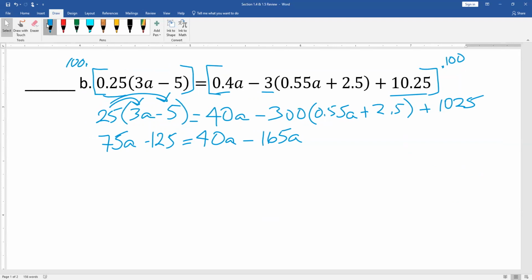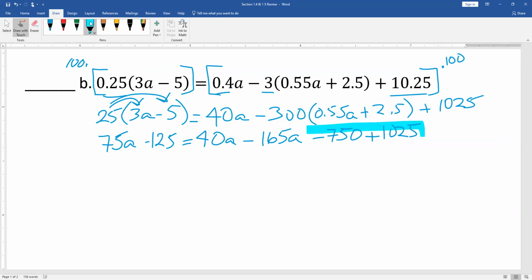Is negative, what was it, 275? No, that's after I combine it. Oh, negative 750. There we go. That's right, 600 plus 150. And then we still have that plus 1,025 there on the end.